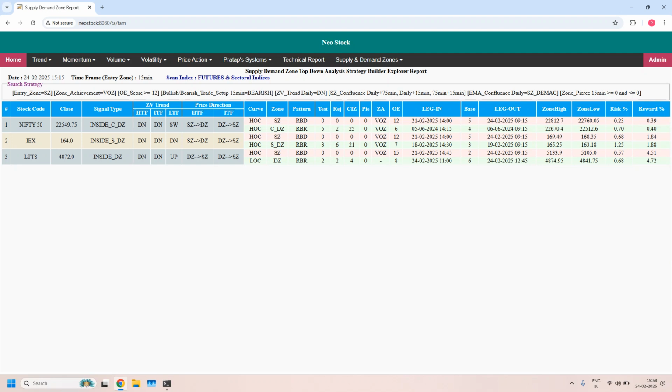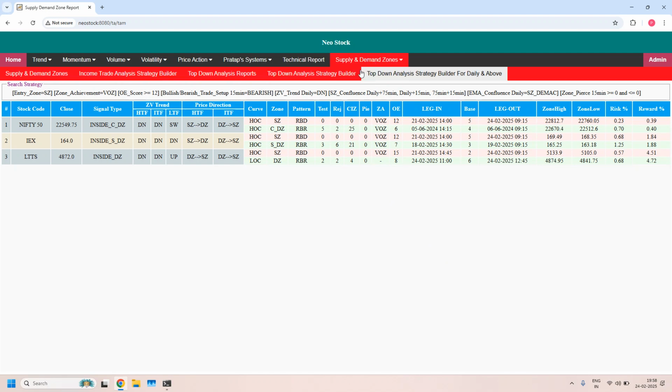I am not saying they will be successful. Probability point of view, they have more probability. Because the daily, this 15 minutes supply zone is overlapped with 75, both together overlapped with the daily supply zone, and that daily supply zone is having daily EMA confluence. So this is about bearish trade setup for daily income trade.